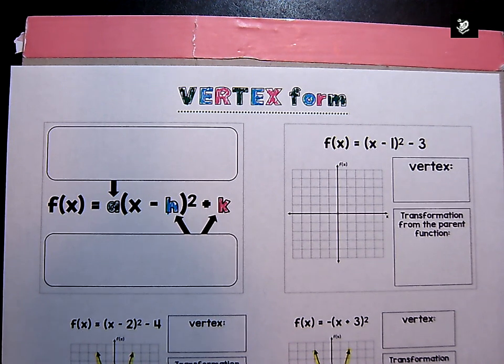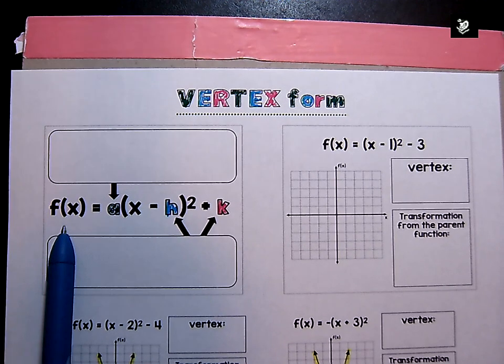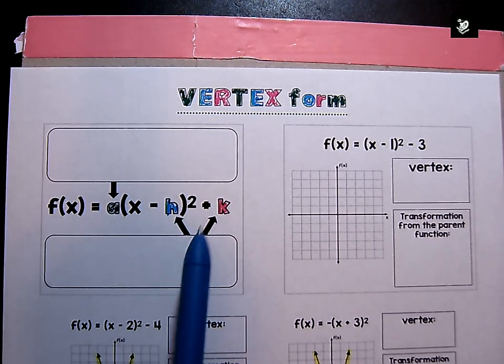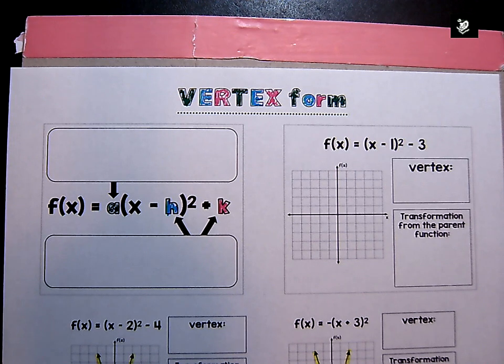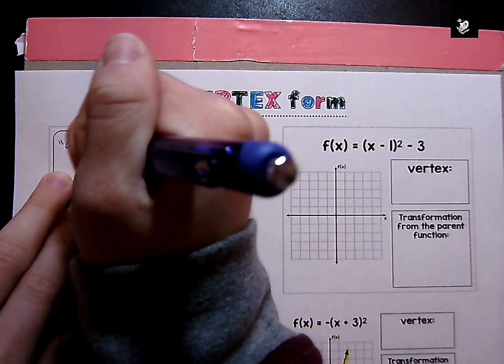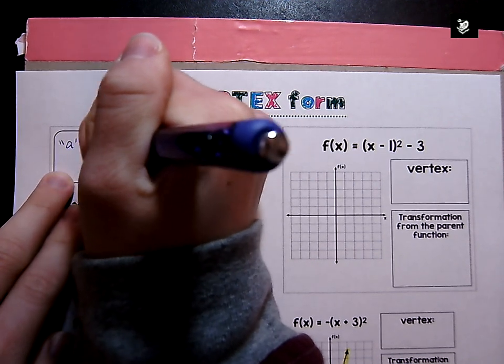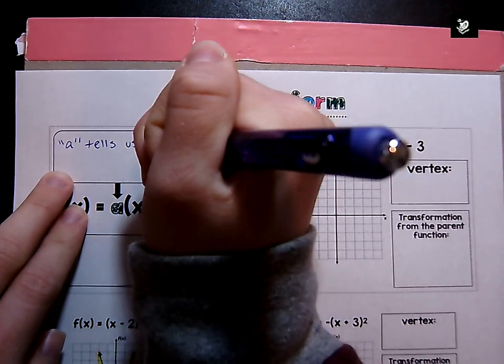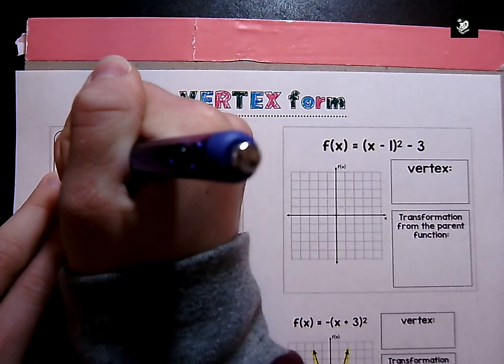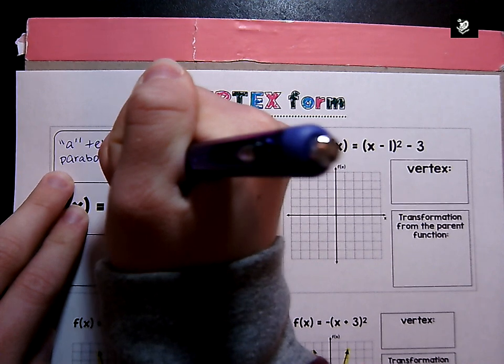So the general form for vertex form is f of x equals a times x minus h squared plus k. Now, what do all those pieces mean? So a is going to tell us if the parabola opens up or down. So let's write that down. A tells us if the parabola opens up or down.